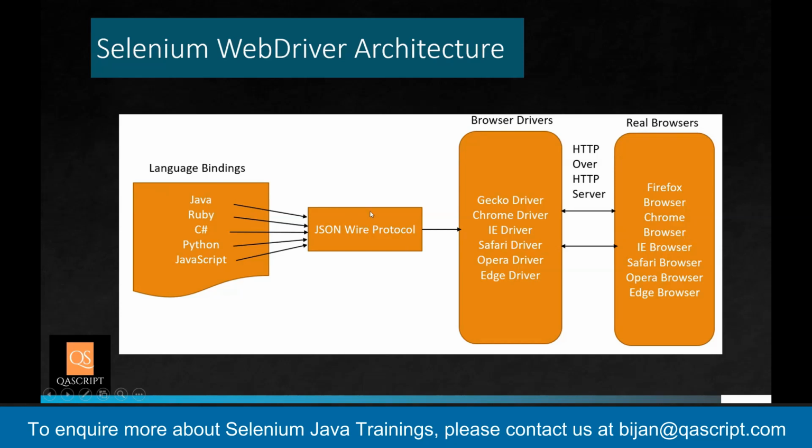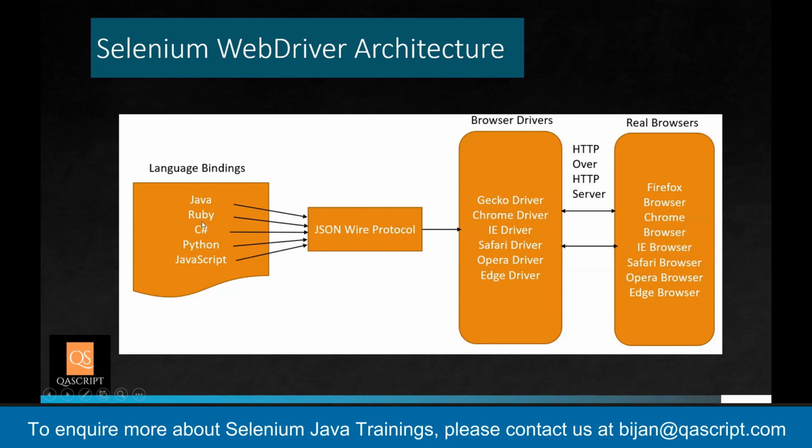Okay. In between, there is a JSON Wire Protocol. It's nothing but a way of communicating. These language bindings use this JSON Wire Protocol over REST API to connect to these browser drivers, right? So there are browser drivers and there are real browsers which you see. So both browser drivers and real browsers have got their own HTTP server, right? So they communicate with each other with a HTTP server. So both have got that and they communicate with each other.